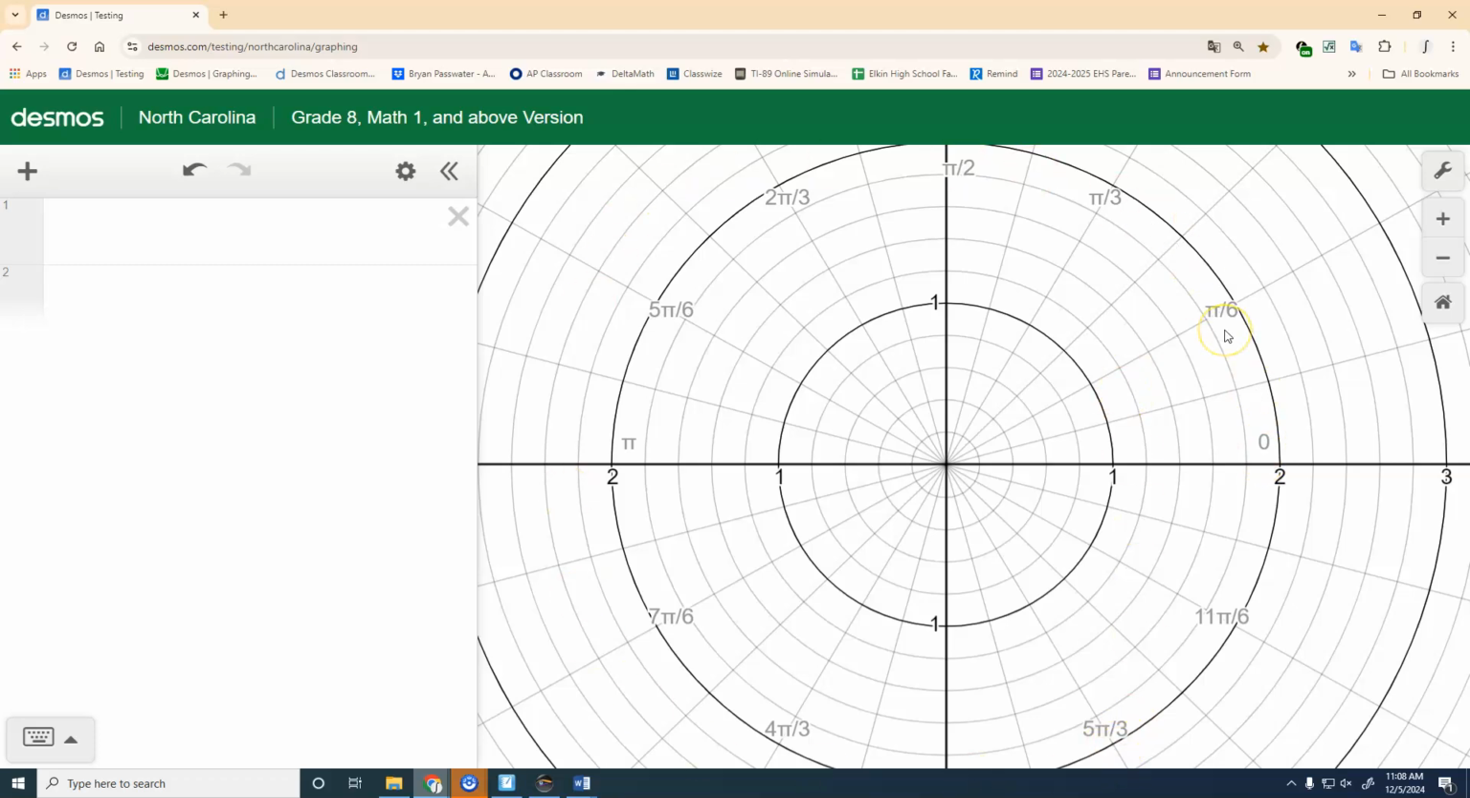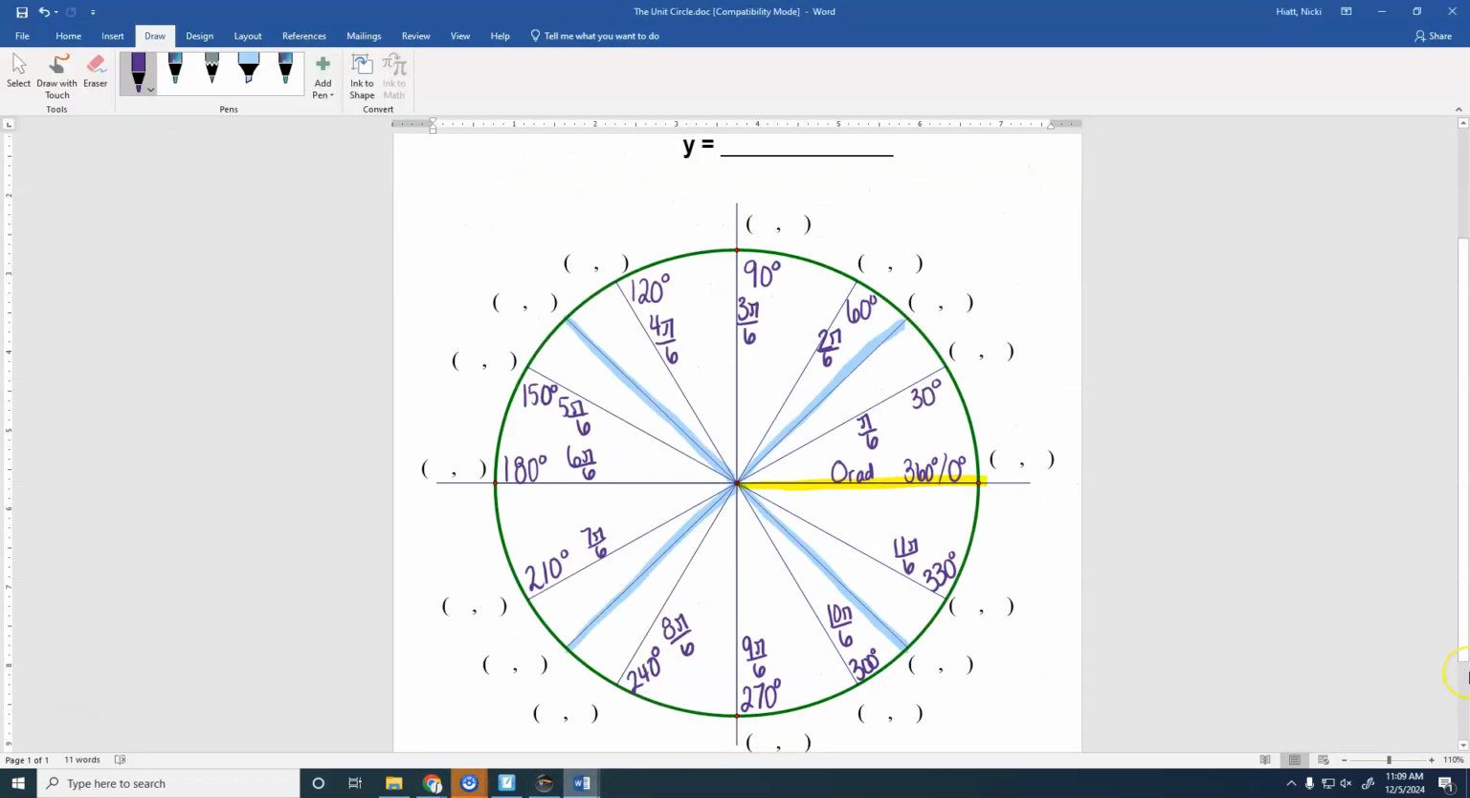But is that what I wrote down? Pi over 6 is, but then it's pi over 3, pi over 2, 2 pi over 3. 5 pi over 6 is the same. 7 pi over 6 is the same. What have they done? They just reduced the fractions. So let's go back to our unit circle and let's reduce the ones that will reduce. So pi over 6 does not reduce, it stays the same.